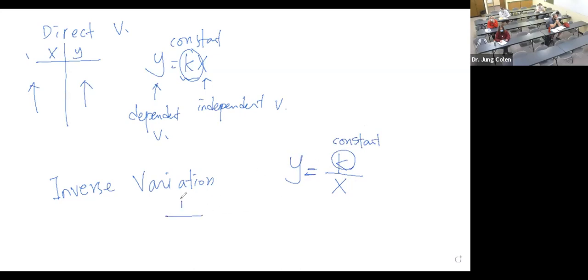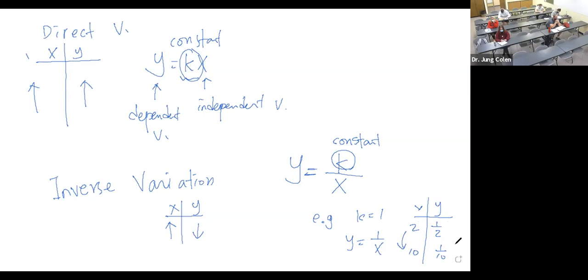And what's the relationship there? If x increases, what happens to the y? y decreases. For example, let's say k is 1. If k is 1, we have y equals 1 over x. If x is 2, y is 1 over 2. If x is 10, y is 1 over 10, right? So you can see that x is going up. For y, look at that. Is 1/2 bigger or is 1/10 bigger?